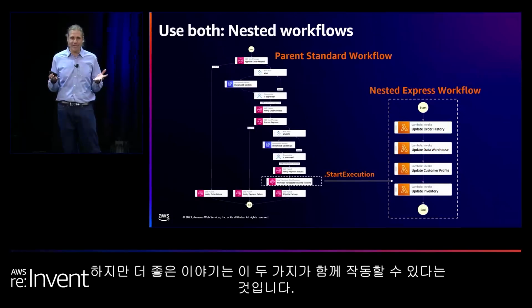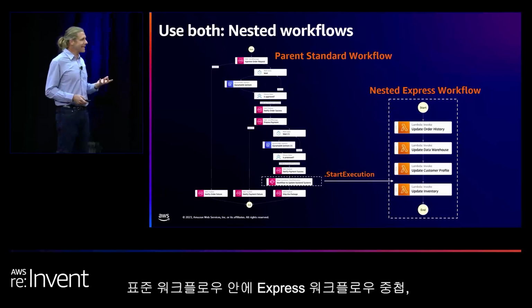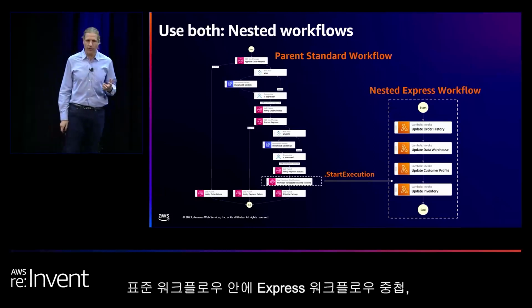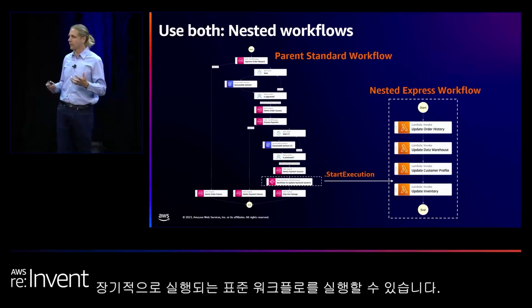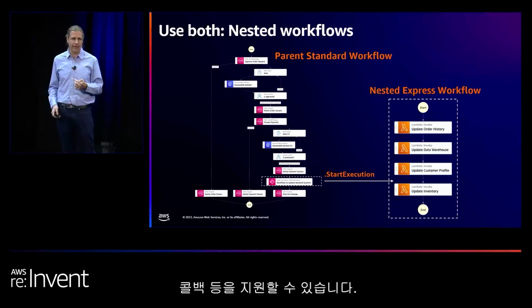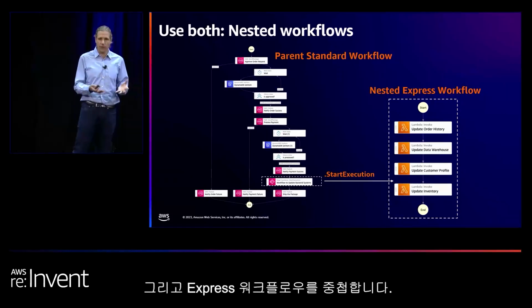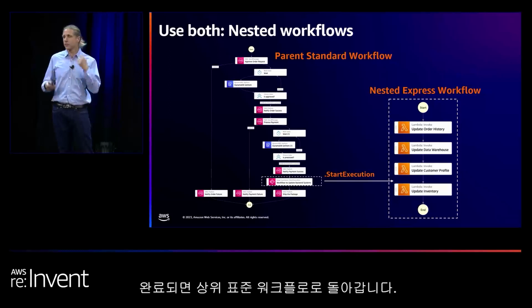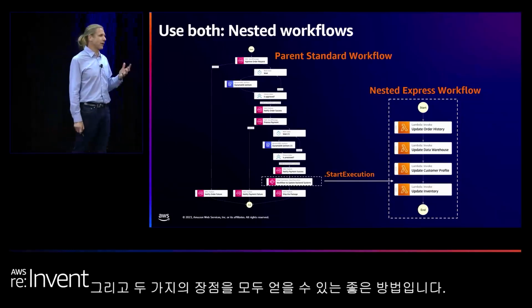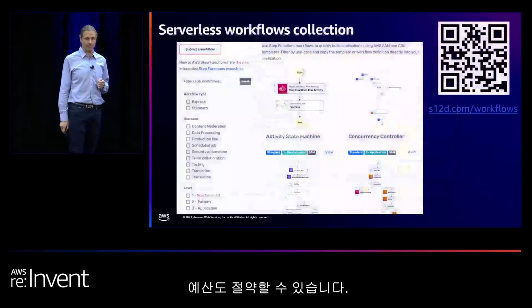But the even better story is how they can both work together. Nesting Express workflows within Standard workflows, allowing you to run long-running Standard workflows that can support callbacks and other kinds of things. And then you nest the Express workflows for high speed and high scale, which return to the parent Standard workflow when they're complete. And a great way to get the best of both worlds, which is also happy for your budget.